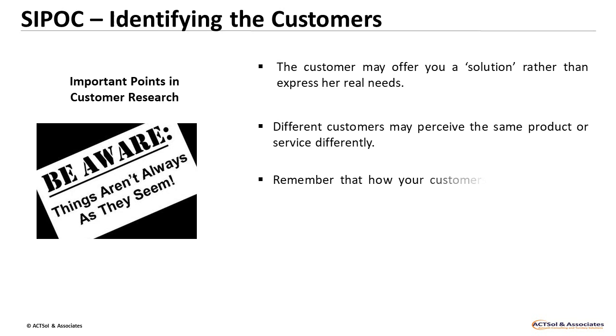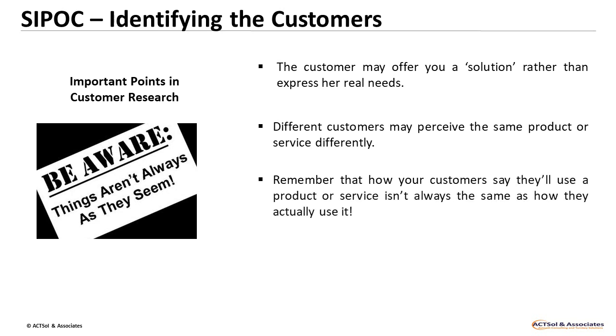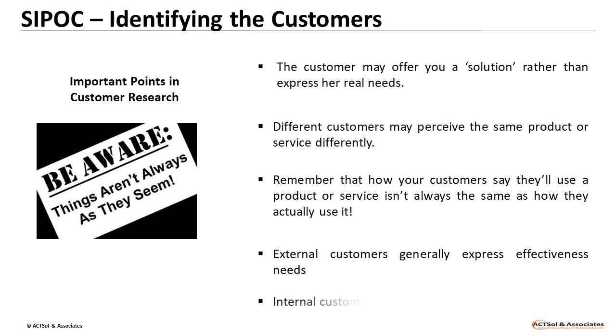Remember that how your customers say they will use a product or service isn't always the same as how they actually use it. External customers generally express effectiveness needs, that is, needs that relate to the value the customer receives from the product or service. Internal customers, on the other hand, tend to express efficiency needs, that is, needs that relate to the amount of resources allocated or consumed in meeting customers' needs.